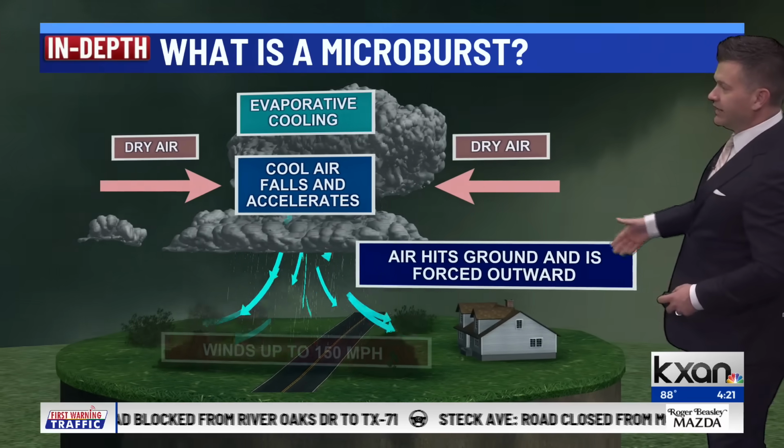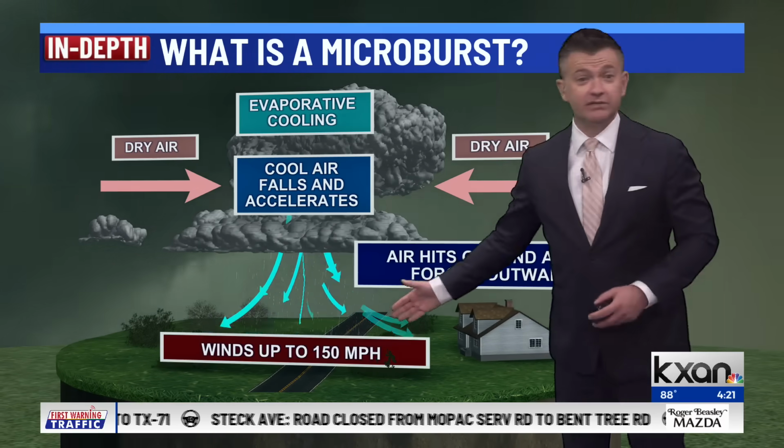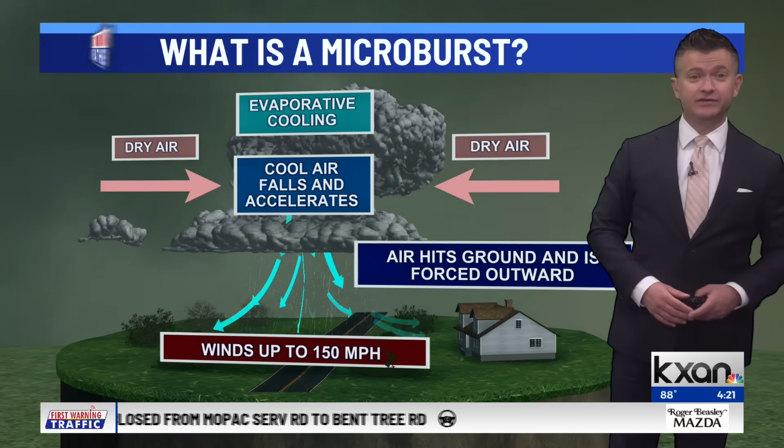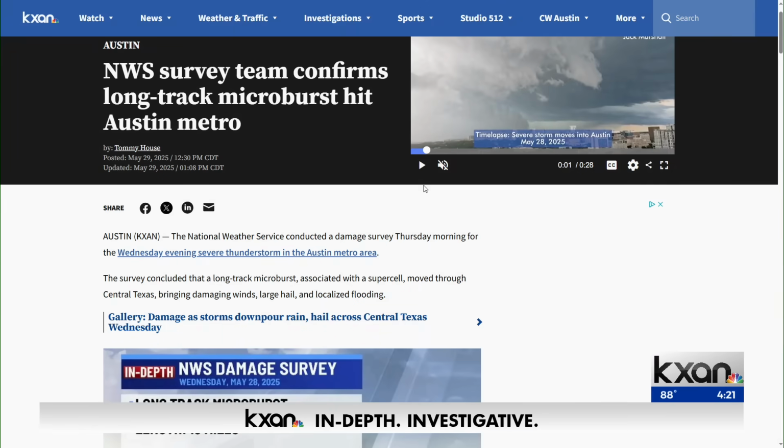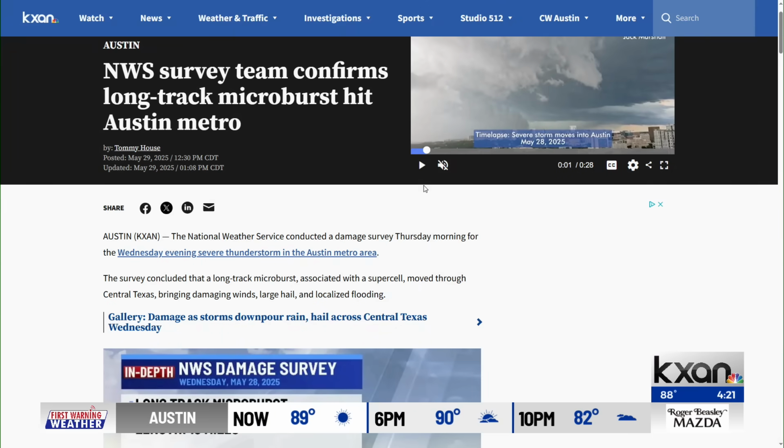The air hits the ground, forced outward. Winds from microbursts can get up to 150 miles per hour, but yesterday, not quite that strength, thankfully. By the way, on KXAN.com, our meteorologist Tommy House put together a blog explaining what the National Weather Service found, and you can read that there. It's doing pretty well on the homepage, so it should be fairly easy to find.